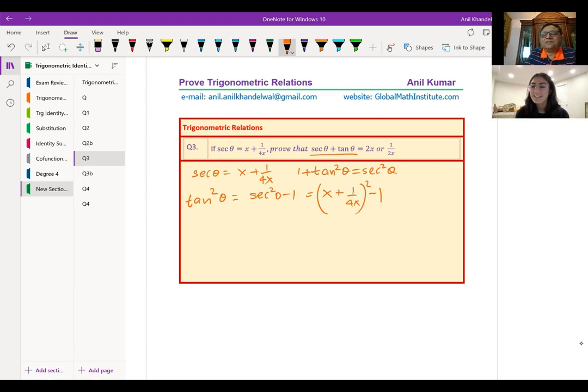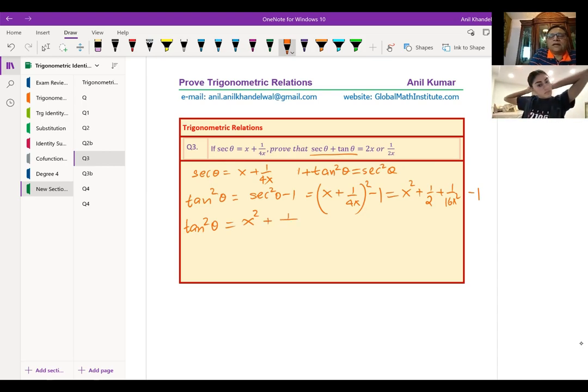Now let's expand this. We get x squared plus, then you expand and simplify from here. So 2 times ab will give us half, right? And then plus 1 over 16x squared minus 1. So we get here tan squared theta equals x squared plus 1 over 16x squared, and half minus 1 is minus half, right?